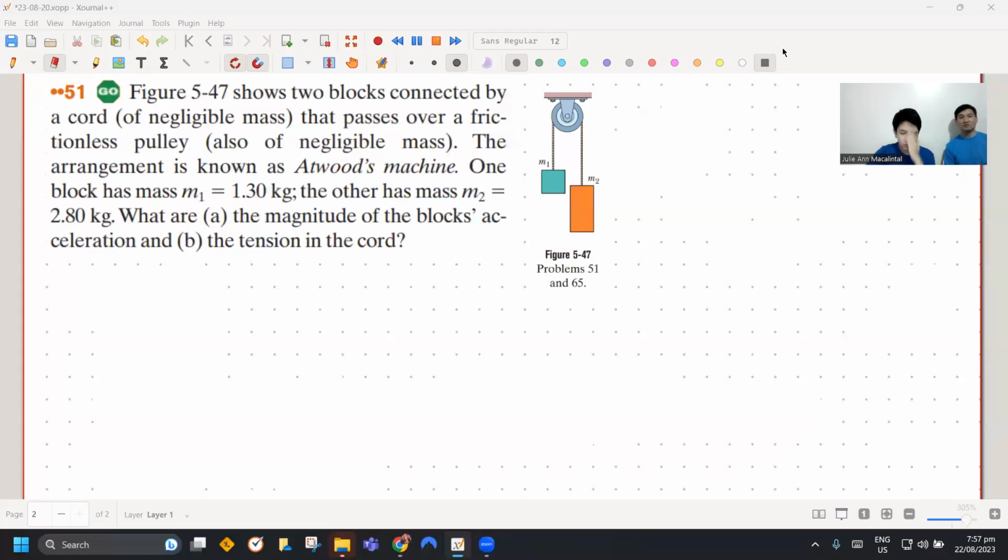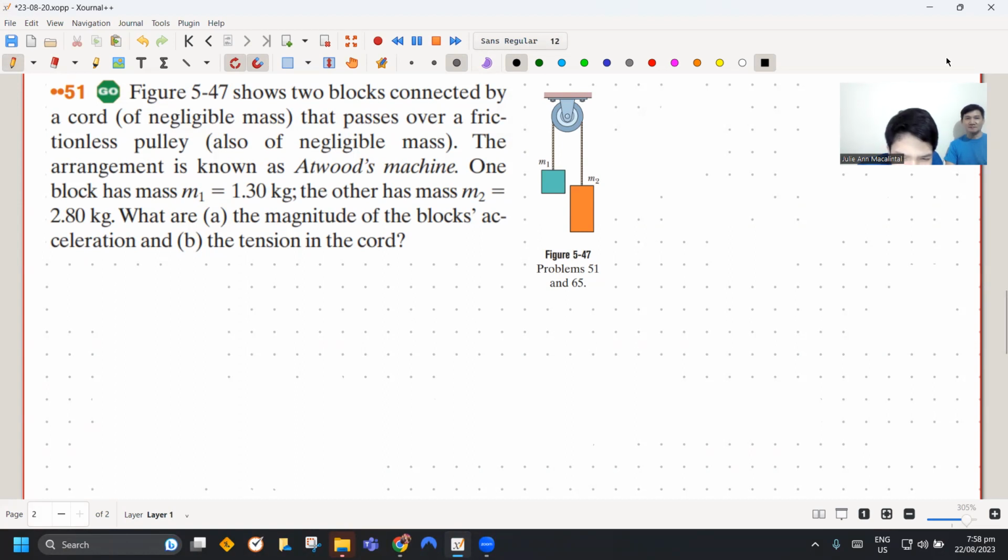Okay, kindly solve this problem number 51 from exercise 5.1 from the book Fundamentals of Physics, 10th edition, extended version, by Halliday, Resnick, and Walker. Okay, Josh.